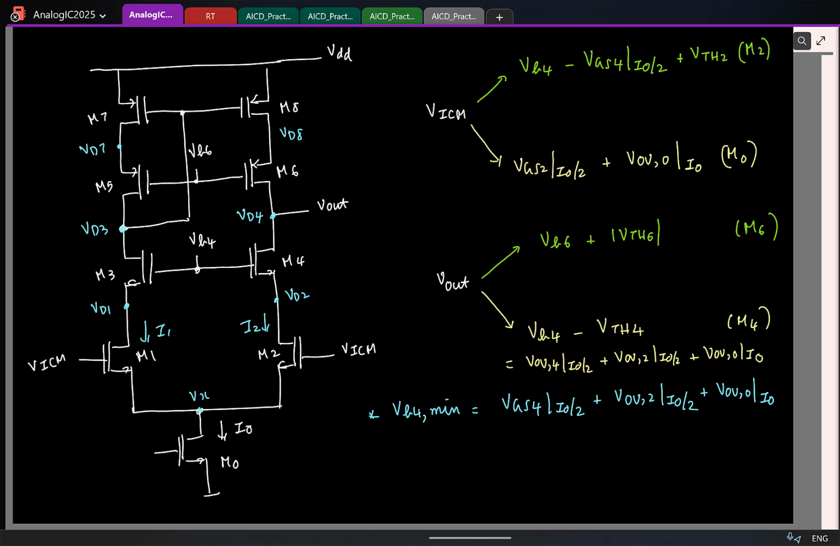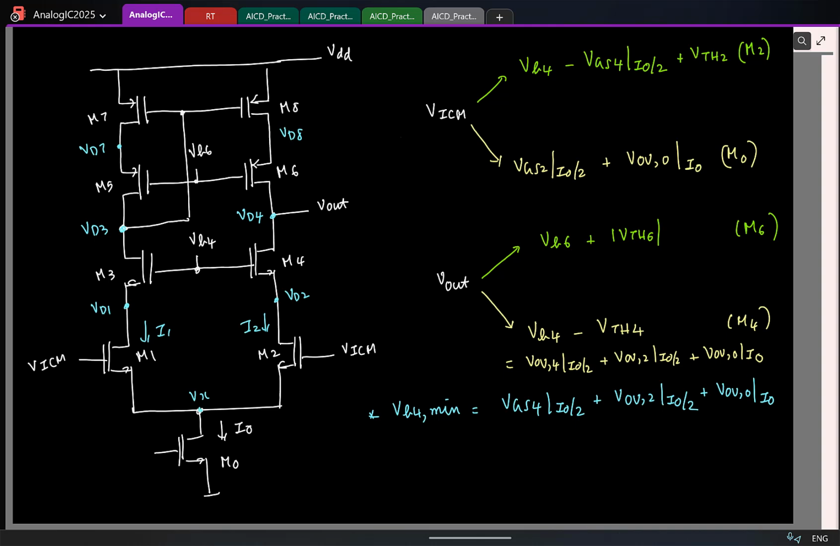But once again, I want to remind you that Vout reaching this minimum value is conditional upon the fact that I use the minimum voltage for VB4. Okay. If VB4 is connected to some other voltage, Vout can go to that VB4 minus VTH. Since you have independent control on the gate voltage here, it is assumed that you are using this minimum VB4 so that the output can reach that minimum value. Okay. So this is the minimum.